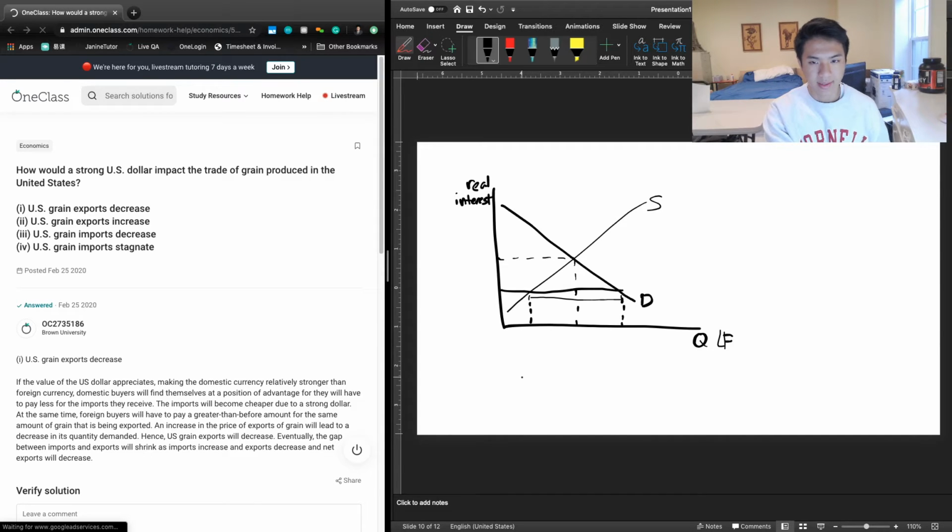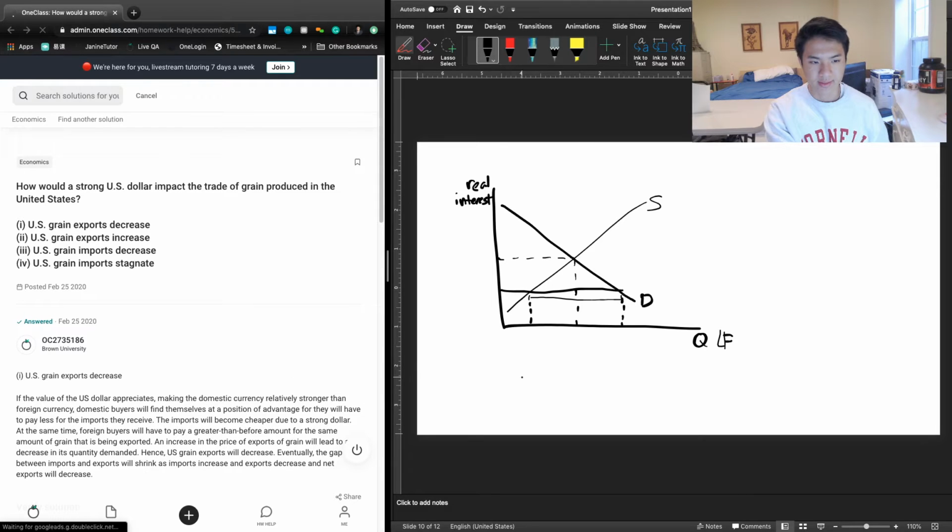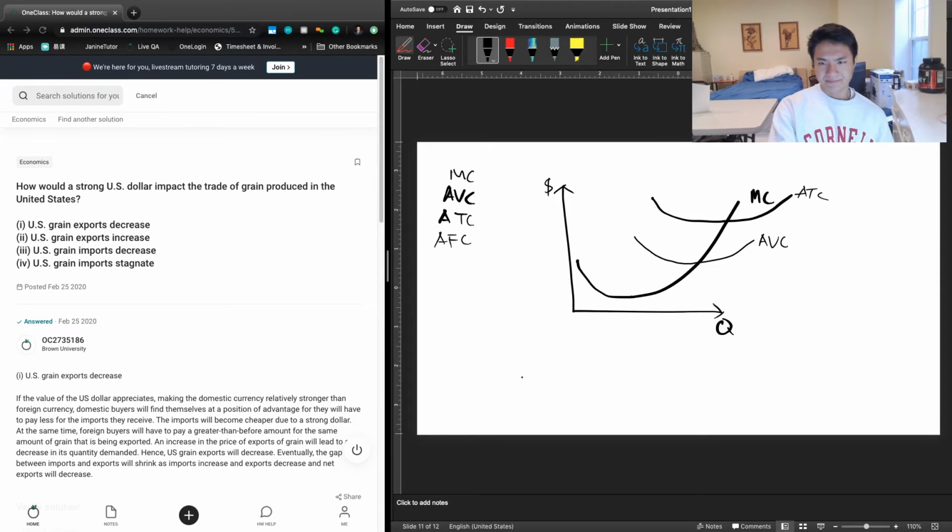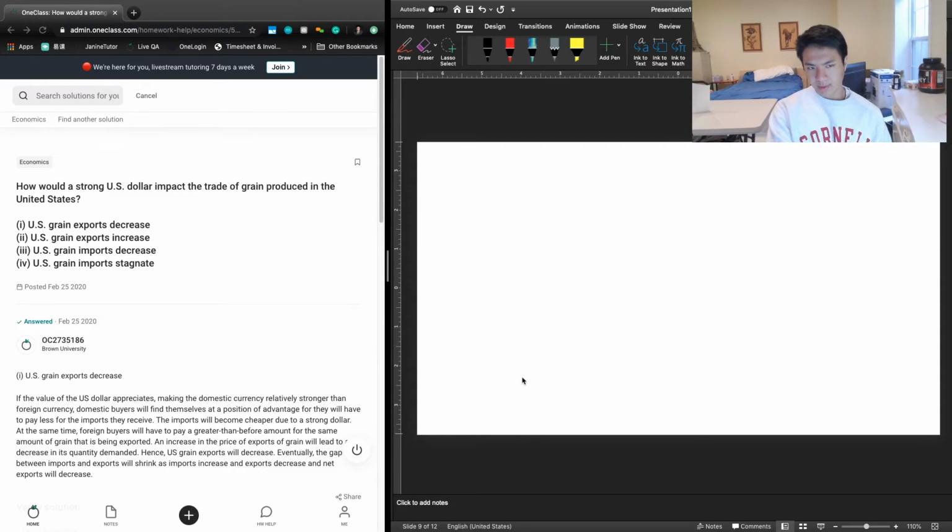And so let's take a look at the next answer choice. The next question says, how would a strong US dollar impact the trade of grain produced in the United States? Just kind of talking about the exchange rate and also the impact of the exchange rate on exports.